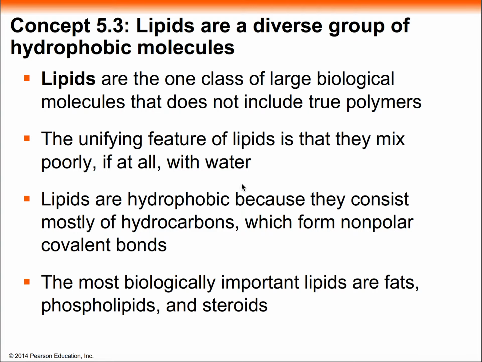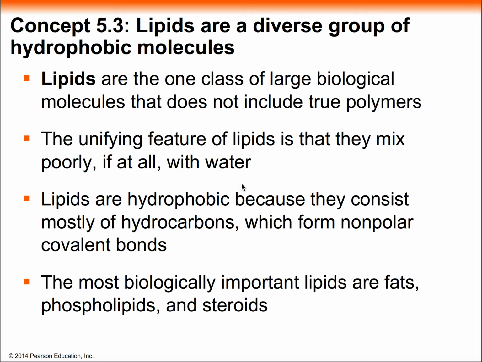We'll talk a lot about fats. Phospholipids. The phospholipid is a lipid that contains a phosphorus group, and its major role is to make up the cell membrane in animals. And steroids. The most popular steroid, the most common that we have in our body, is cholesterol, but there are many different kinds of steroids.